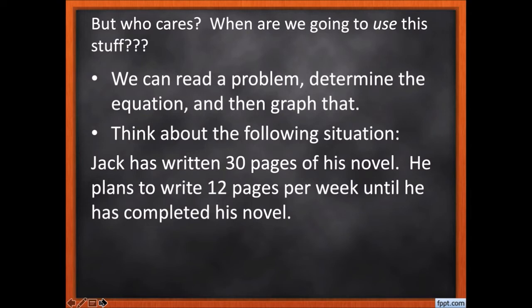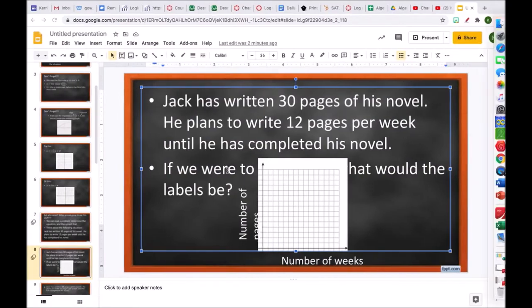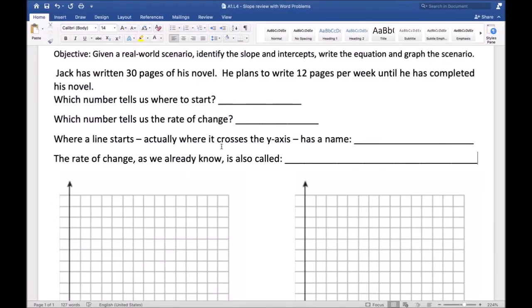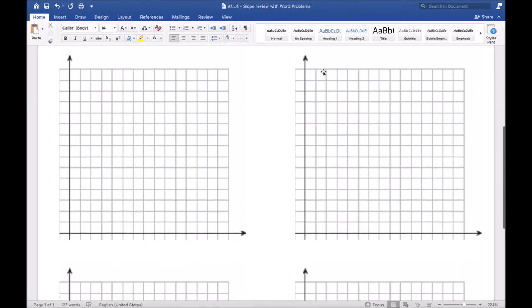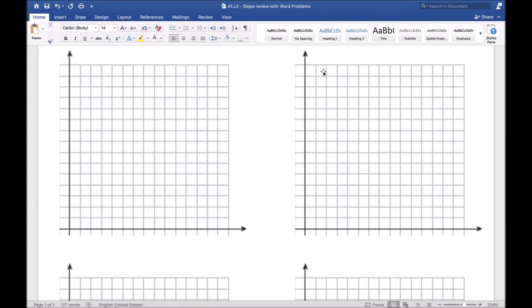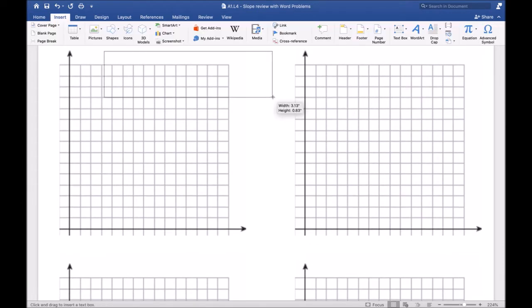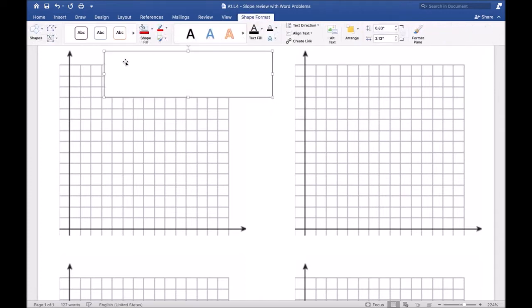The rest of them, what I want you to do is identify the slope and the y-intercept. So you're going to go to the notes page, which is here. And for each one of them, I want you to identify the slope and the y-intercept in terms of the real world problem. We're just going to focus on the graph. So again, I'm doing the first one with you. The first thing I want you to always find out is what is the y-intercept, because that's where it begins.